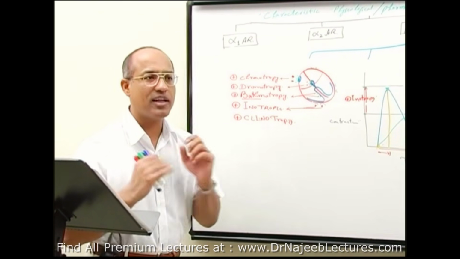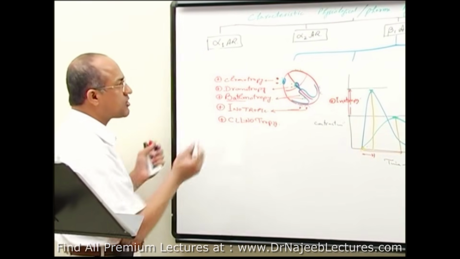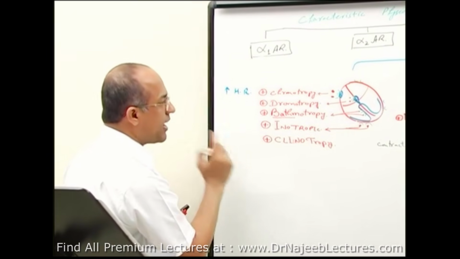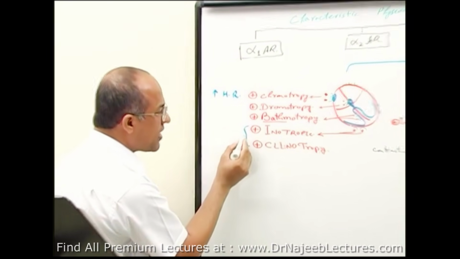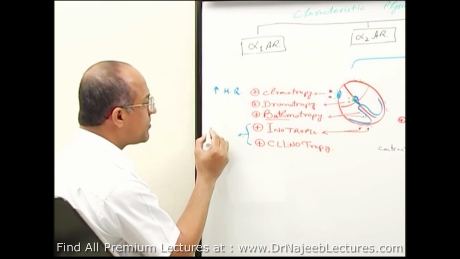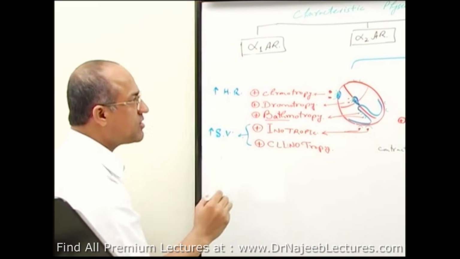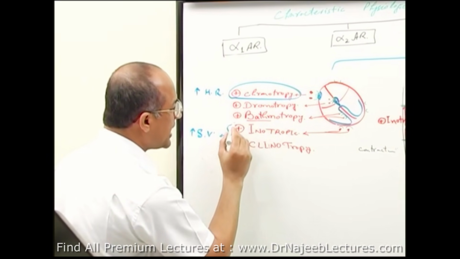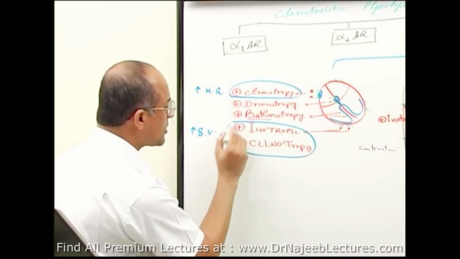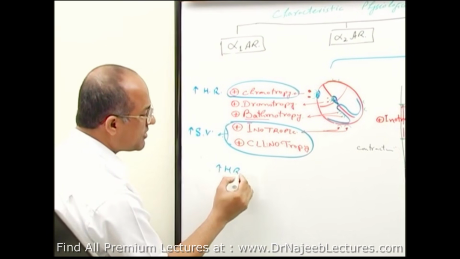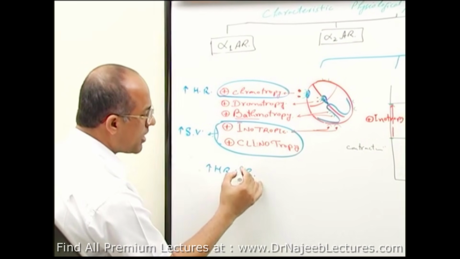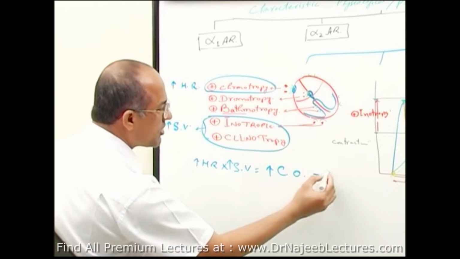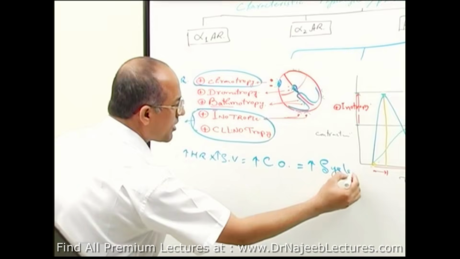This has clinical significance because when there is positive chronotropy, there is increased heart rate. And when there is positive inotropy and kalinotropy, there is increased stroke volume. So due to positive chronotropy, inotropy and kalinotropy, there is increased heart rate plus increased stroke volume. It means there is increased cardiac output, and it means there is increased systolic blood pressure.